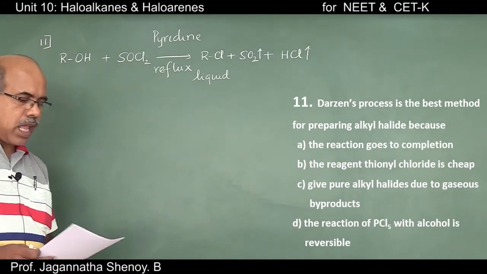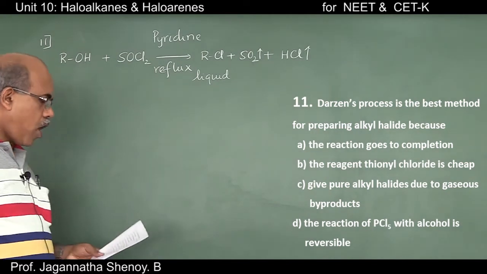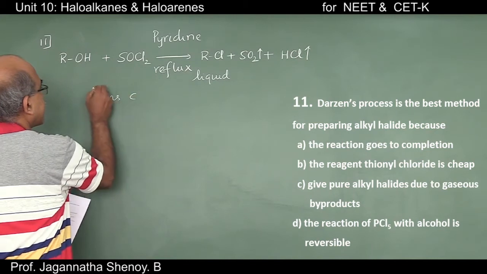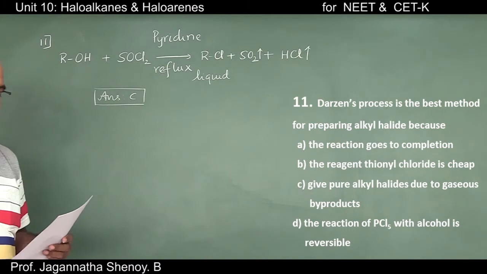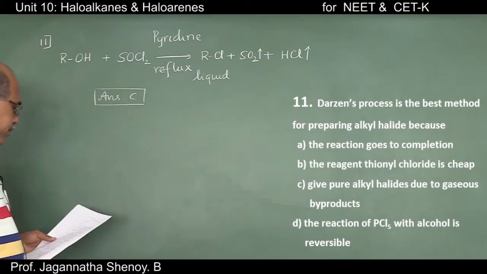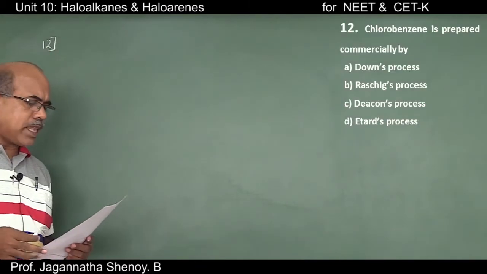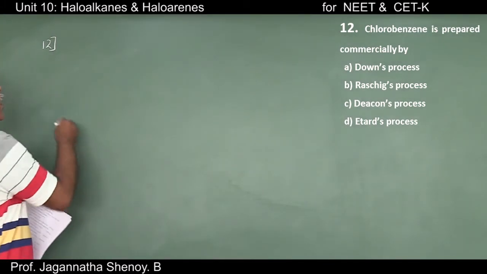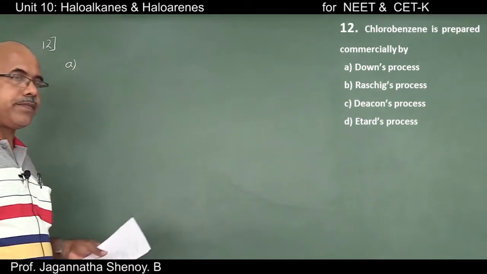Hence, answer for question number 11 must be option C. What is option C? Give pure alkyl halides due to gaseous byproducts. Let us go to question number 12. Chlorobenzene is prepared commercially by. Now, let us just analyze the various processes that are mentioned.